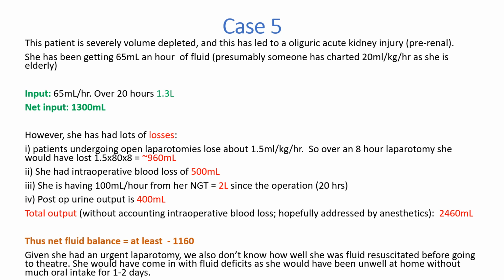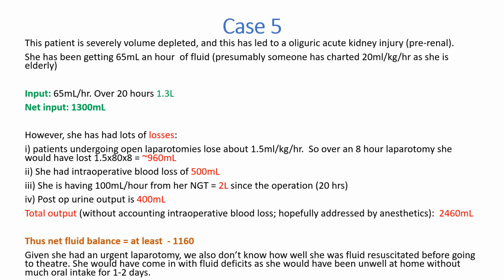If you look at the net input and net output, you found that her input is 65 ml an hour. Remember, this lady's 20 hours since the operation has ended, so that gives you 1.3 litres of net input, and she's not eating or drinking, so it remains at 1.3 litres. But look at all the losses that you found on her history. Patients having open laparotomies lose 1.5 ml per kilogram per hour. So over an 8-hour operation, she would have lost 960 mls.